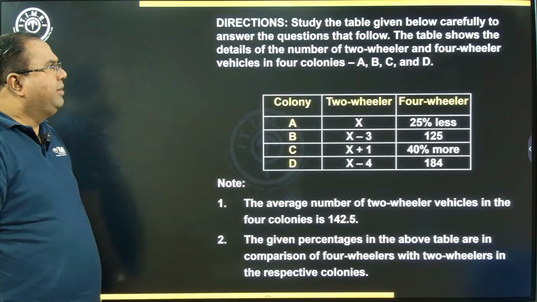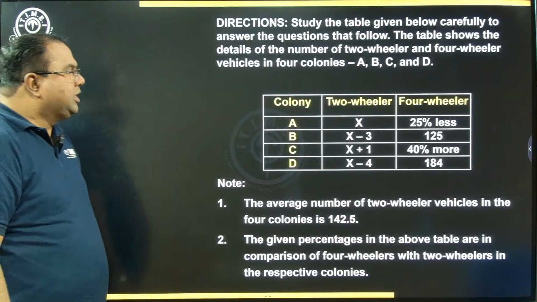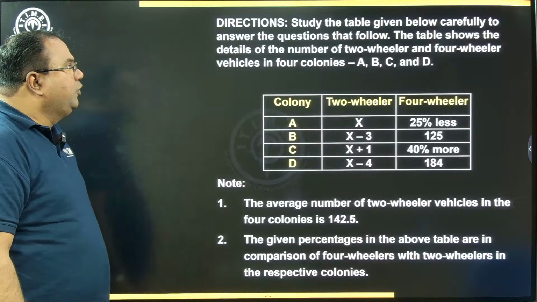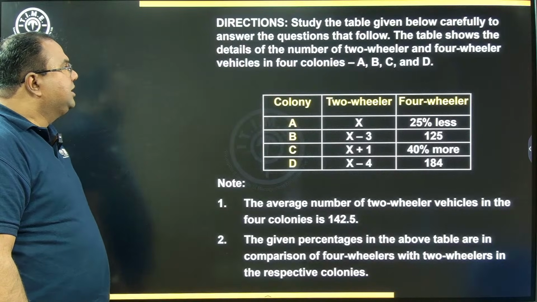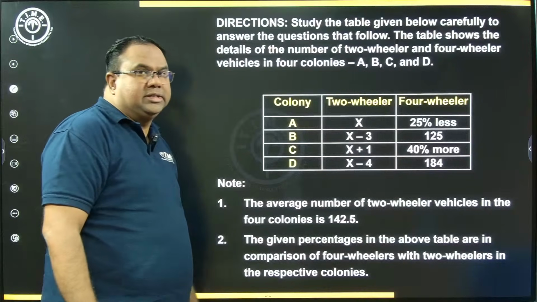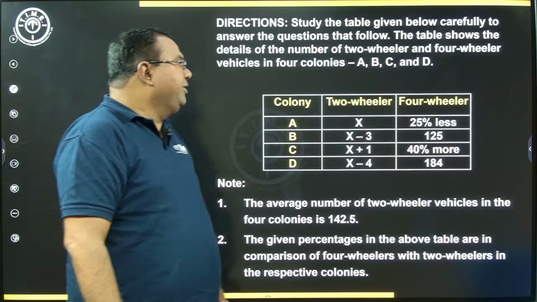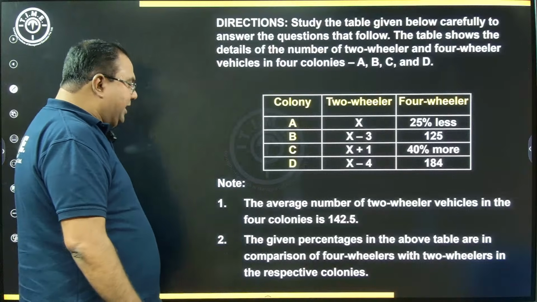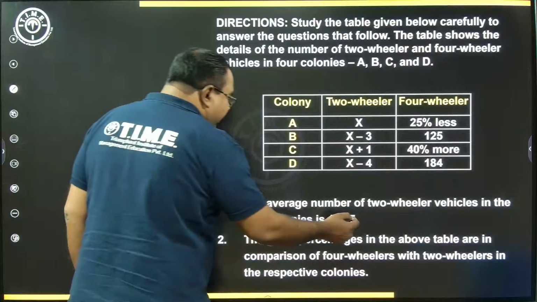Study the table given below carefully to answer the questions that follow. Table shows details of number of two-wheelers and four-wheelers in 4 colonies A, B, C, D. We have got number of two-wheelers and number of four-wheelers here. Now the average number of two-wheeler vehicles in the 4 colonies is 142.5.